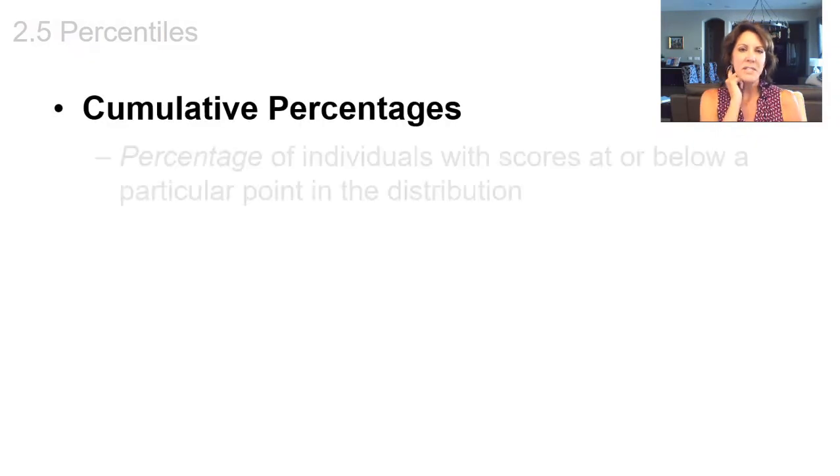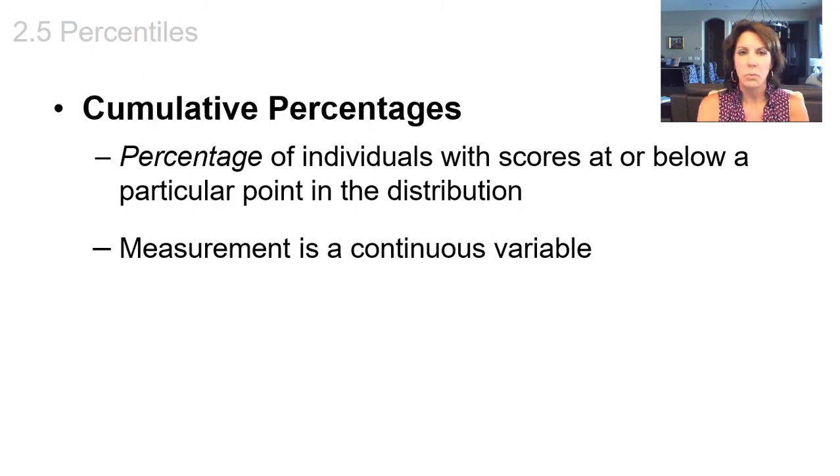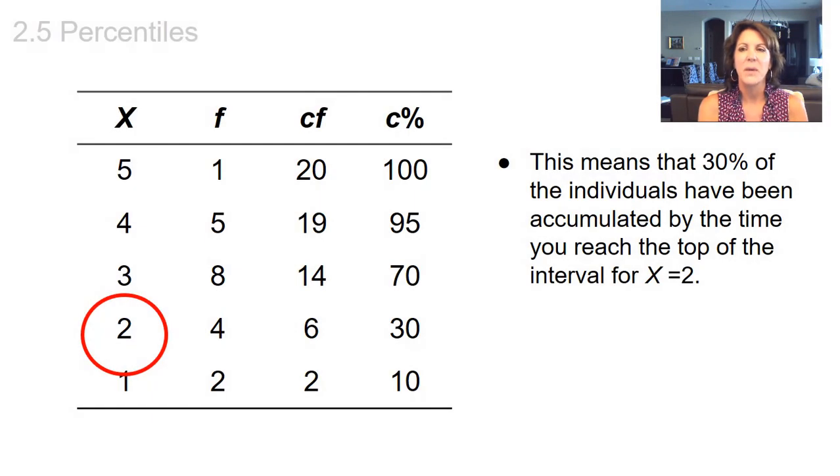So cumulative percentages are the percent of individuals with scores at or below a particular point in the distribution. We use this with continuous variables. So let's take a look and see what this means. 30% of the individuals have been accumulated by the time you reach the top of the interval for number 2. So for a score of 2, the cumulative percent is 30. So a score of 2 is said to be at the 30th percentile.